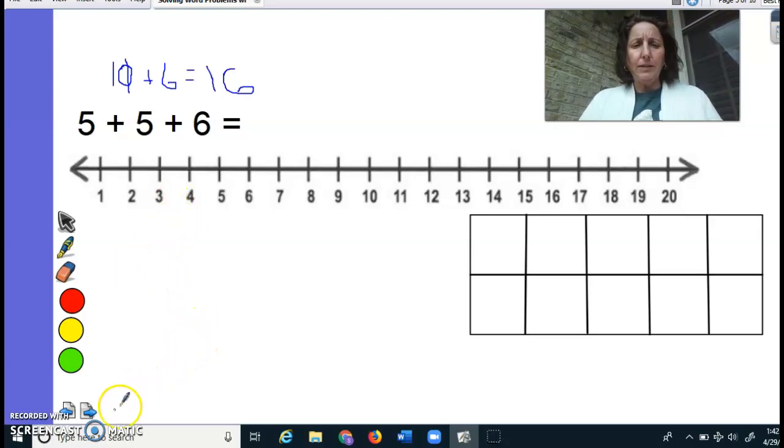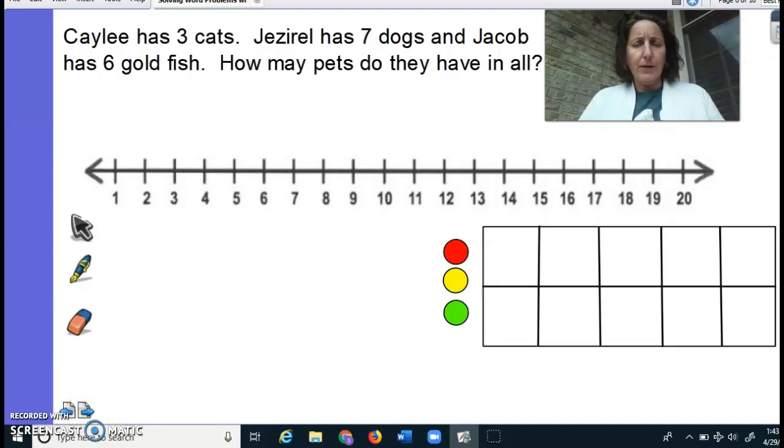You could use the number line to do that as well. You could start at 5, go up 5 more, and then go up 6 more. Or you could use your 10 frame as well. But when you can see a combination of 10 right away, we should go ahead and do that as our way of solving the problem. Let's take a look at the next one, and this is a word problem. It says Kaylee has 3 cats, Jezreel has 7 dogs, and Jacob has 6 goldfish. How many pets do they have in all?